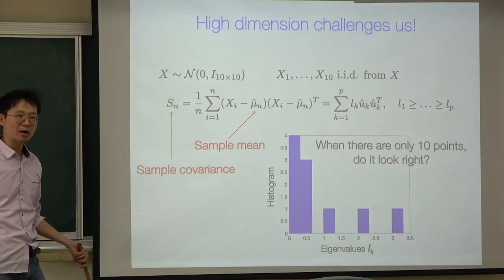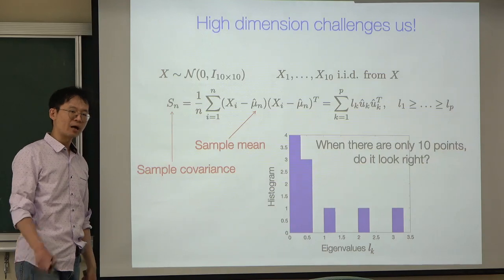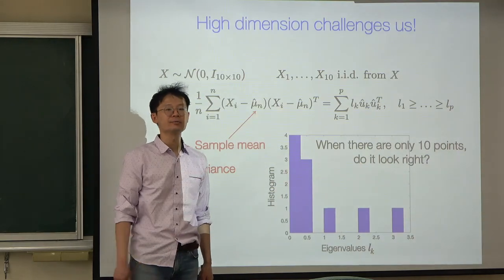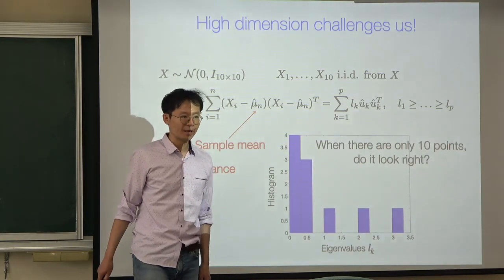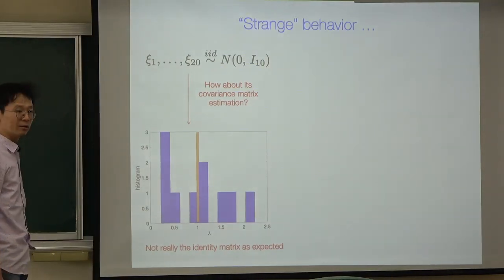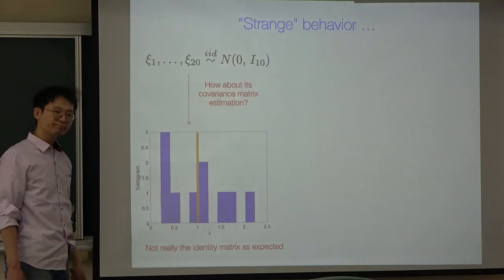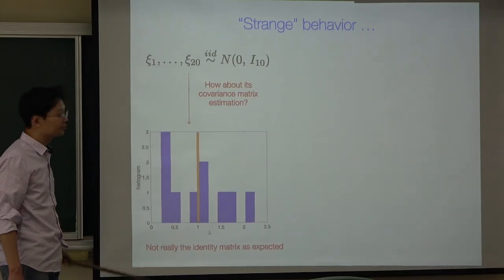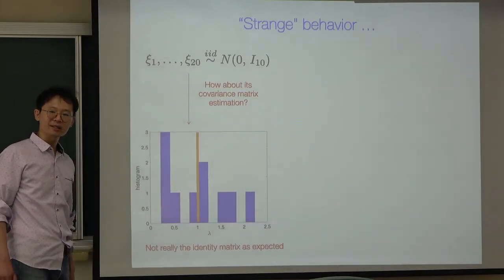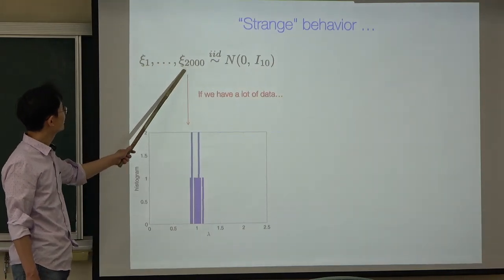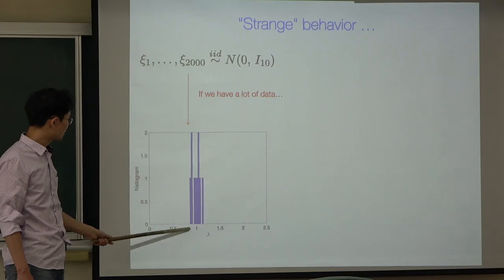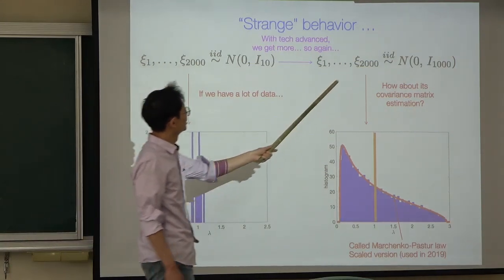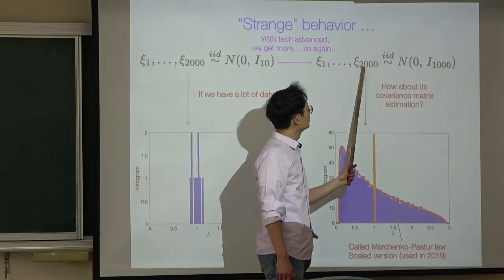Maybe it is because you only sample 10 points. 10 is too small, so you don't get anything reasonable back. Maybe that's a reason. So let's take a closer look. This time I take more points, 20. And this is the result. Still, you get 2, 0.5. 20 is still too small. Let's get more points. Now I have 2,000 points. It's getting closer and closer to 1. Very good. But what if you have 2,000 points, but the dimension is 1,000?